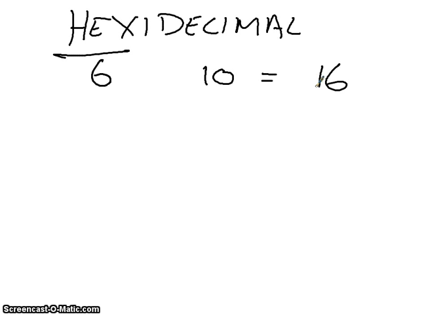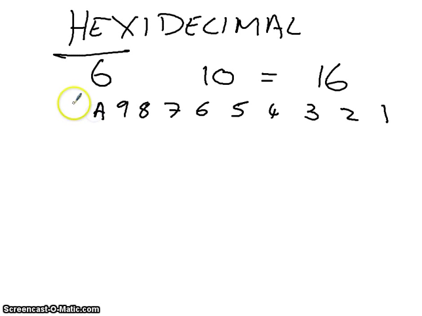Now, computers can only represent one digit. So what happens is when we are working in hexadecimal, we tend to hit a problem because we've got 1, 2, 3, 4, 5, 6, 7, 8, 9. What do I do now? Because I can only use one digit. So what it does is it uses letters of the alphabet. A, B, C, D, E, F. And that then represents 16.